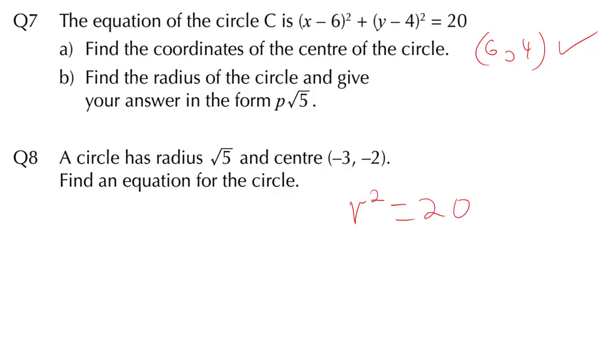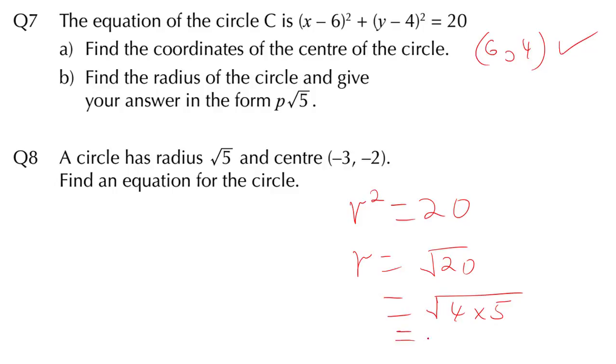Now find the radius of the circle and give your answer in the form p times root 5, where p is a number. So to find the radius, I'm going to square root the 20, so that's root 20. Now, we've been told to put it in the form p root 5. It means I now need to use my surds, thinking about two numbers that I multiply to get 20. Those two numbers will be 4 and 5. It will be a good thing if one of them is a square number.